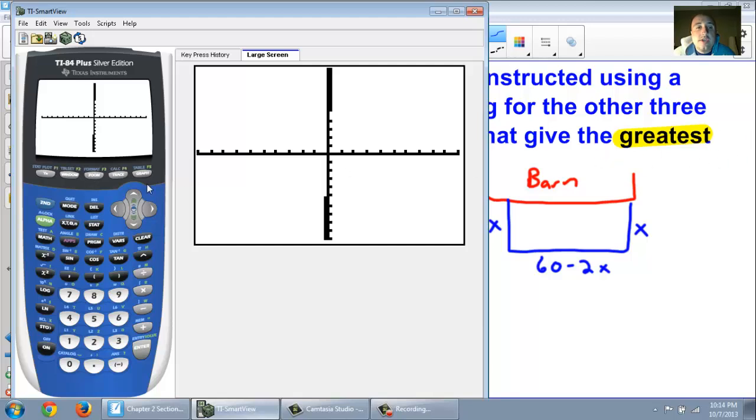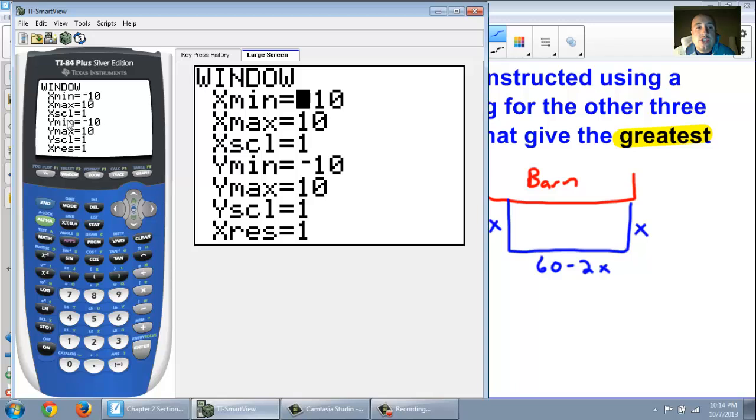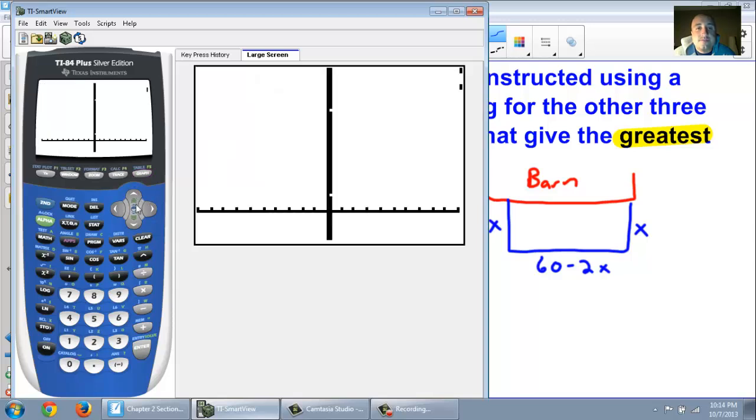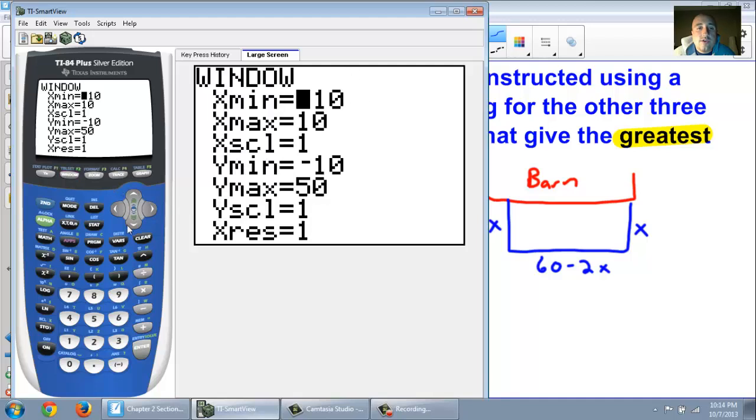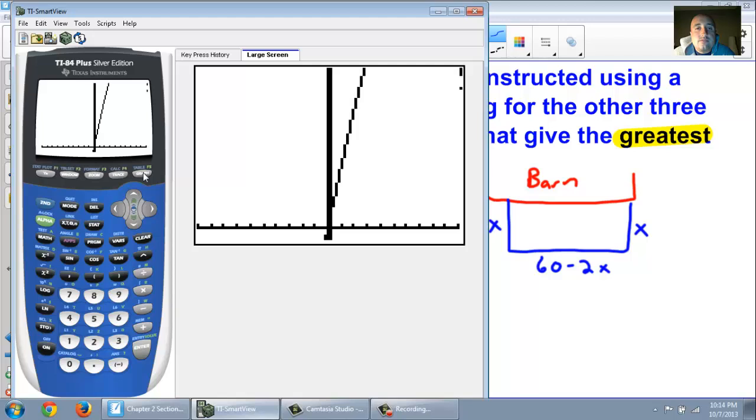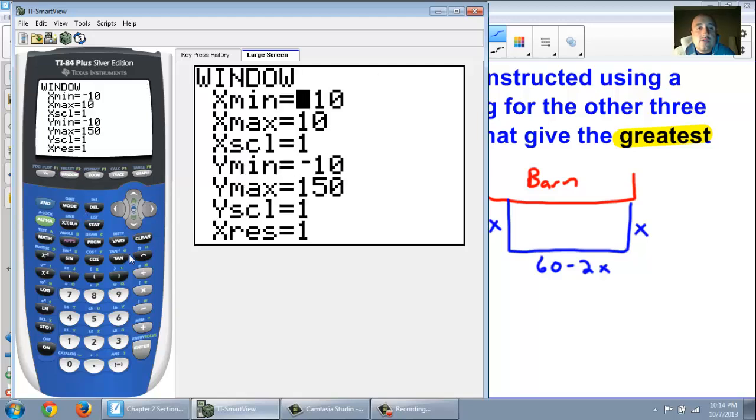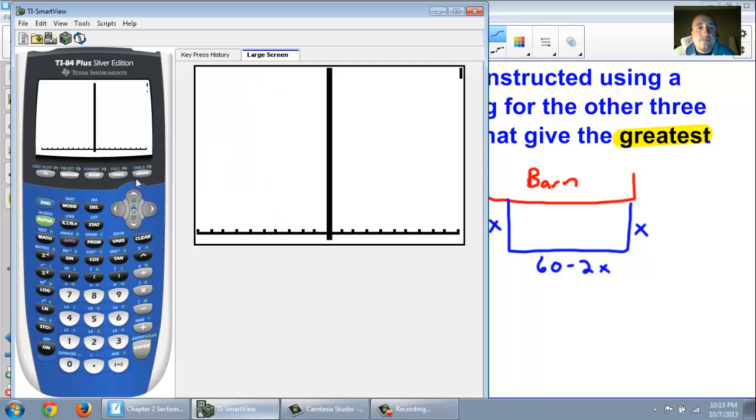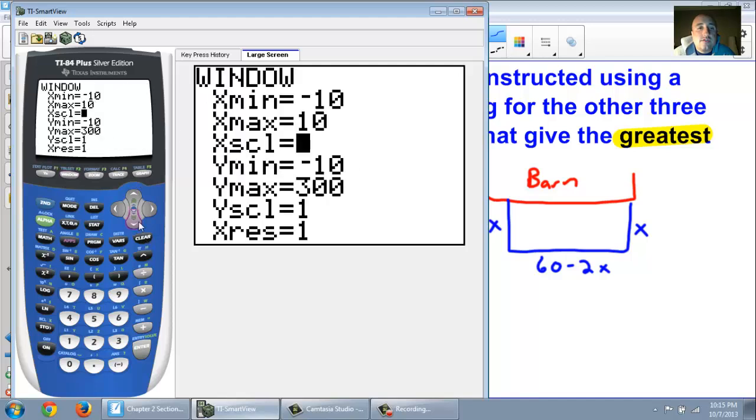So I'm going to have to go up. If you hit window, we need to go up some more in y. Our y max is currently at 10. Let's change it to 50 and see if that does anything. Now notice I can see more of my graph, but I haven't gone high enough. So let's change this to 150. Oh, still need to go up more. So instead of 150, let's try 300. Still need to go more. Okay, so let's try 500.